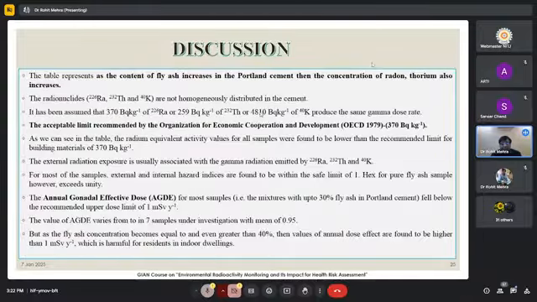Similarly, the annual effective dose for most samples, up to 30% of fly ash in Portland pozzolana cement, fell below the recommended action level. But if you go to a more enhanced concentration beyond 30%, it is more than the upper dose limits. In Indian standards, generally 40 to 45% of fly ash is being mixed. But if you go beyond 40, it is a little bit on a dangerous level.